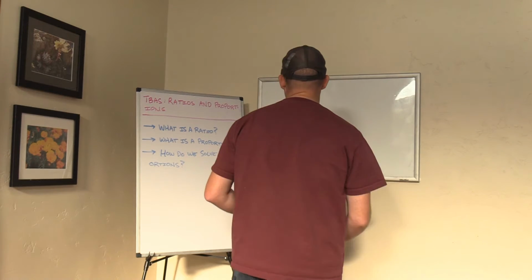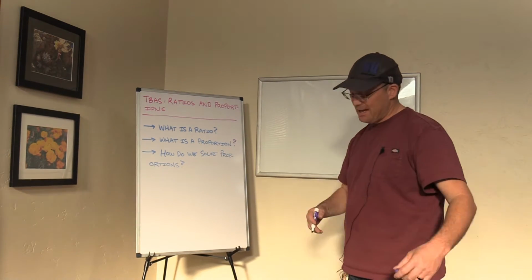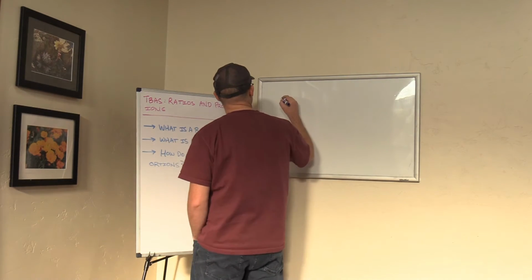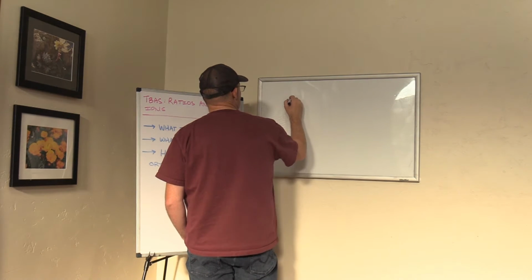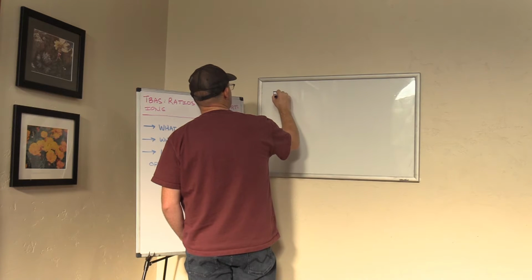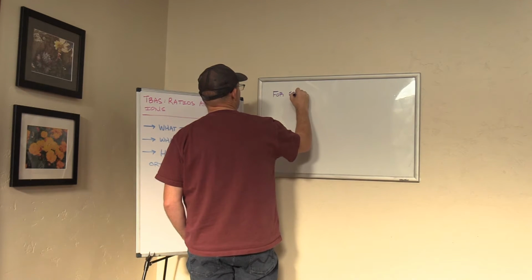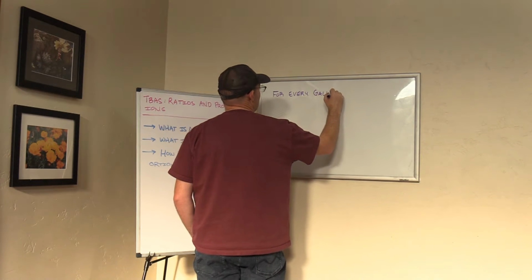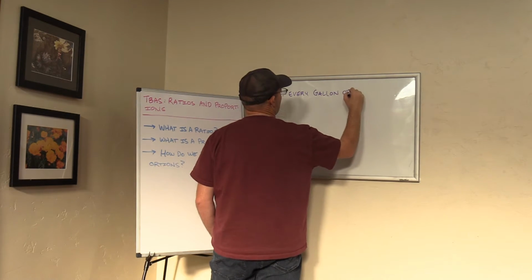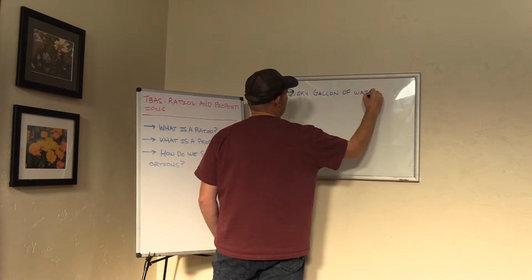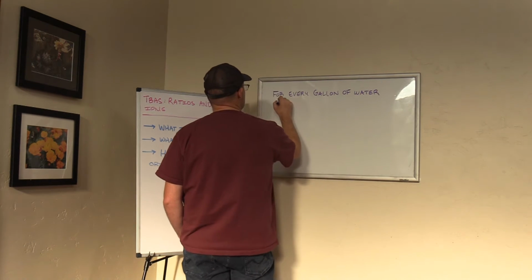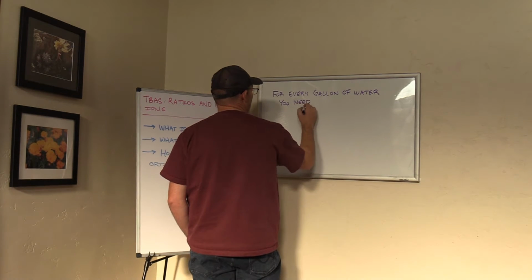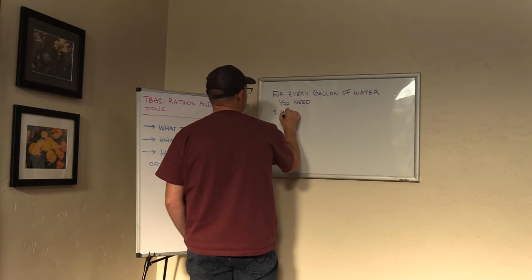Okay, so we want to know how much sugar to put in our iced tea. Now let's just say we go to Google and we get a recipe for iced tea, and it says for every gallon of water, so we could just write this out as a sentence. For every gallon of water in your sweet tea, you need 1 cup of sugar.